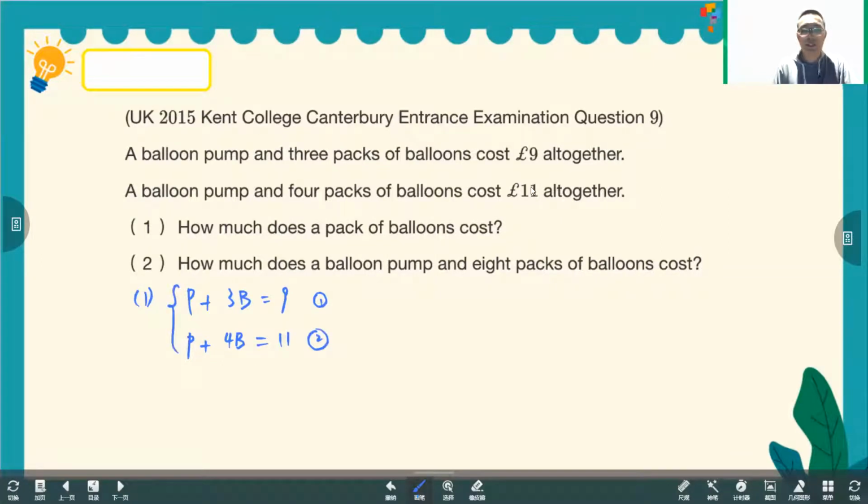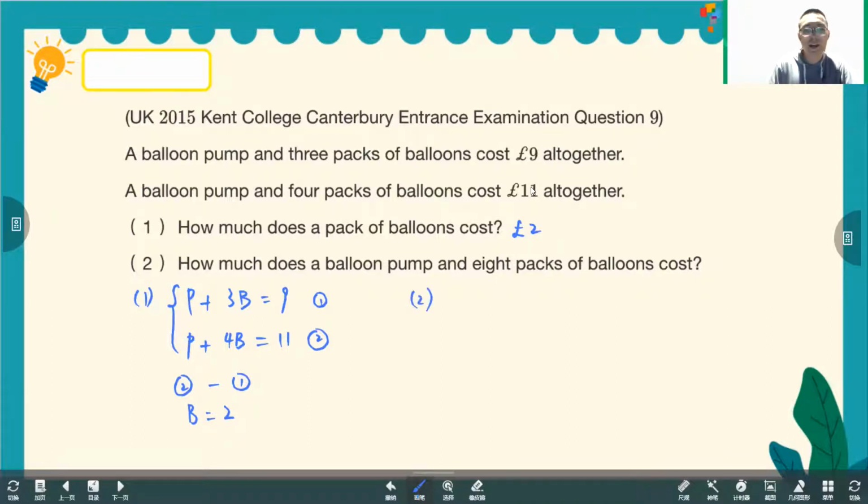We have our simultaneous equations. And remember, we always want to take away the smaller one from the larger one. So equation number 2 minus equation number 1. It should give us, by observation, P minus P cancels out. Don't need to bother. 4B minus 3B is 1B. And then 11 minus 9 is 2. So 1 pack of balloons is £2. Congratulations to all those who got it correct.